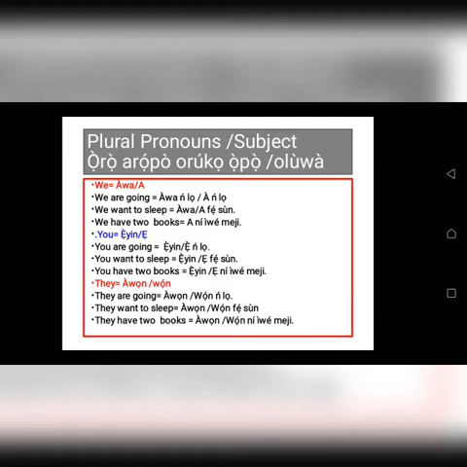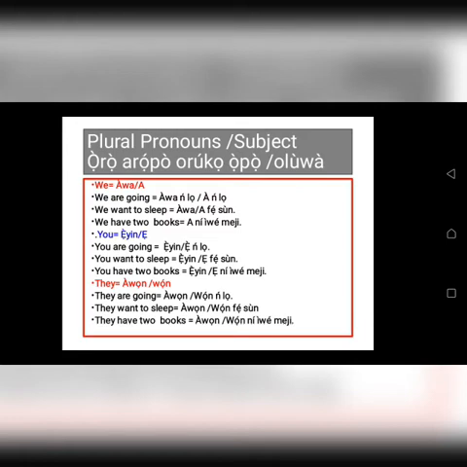You know, we have you as a singular and you as plural. So in this situation, it is you as plural. You are going, ẹ̀yin ń lọ, or you say ẹ̀ ń lọ. You want to sleep, ẹ̀yin fẹ́ sùn, or ẹ fẹ́ sùn.